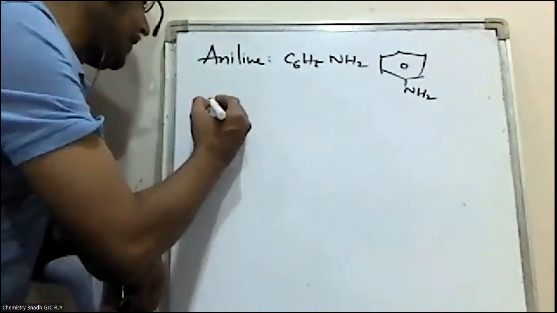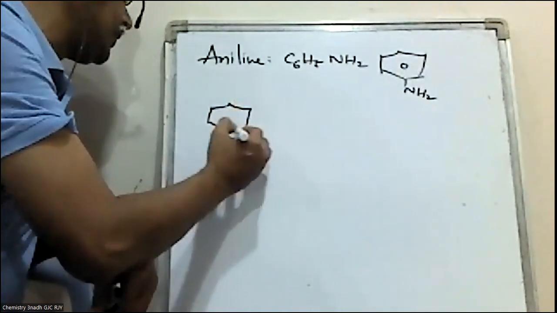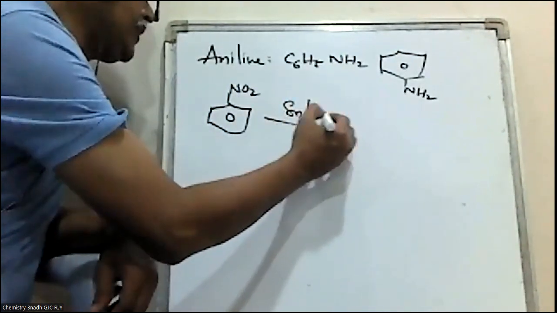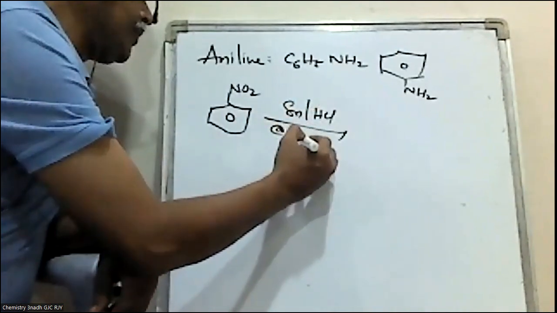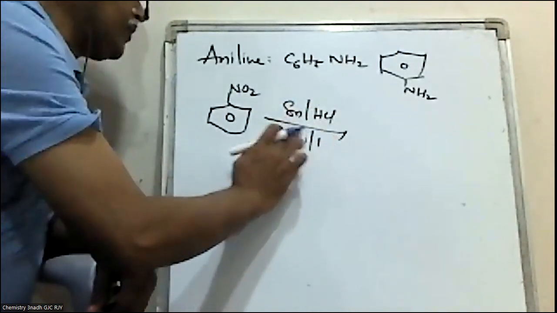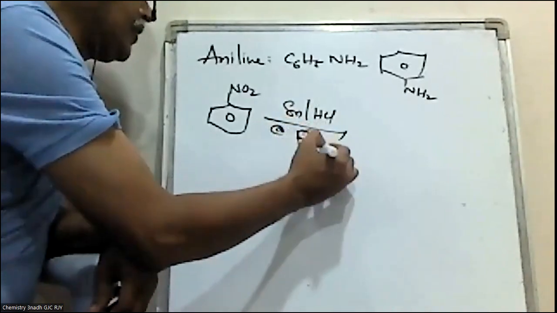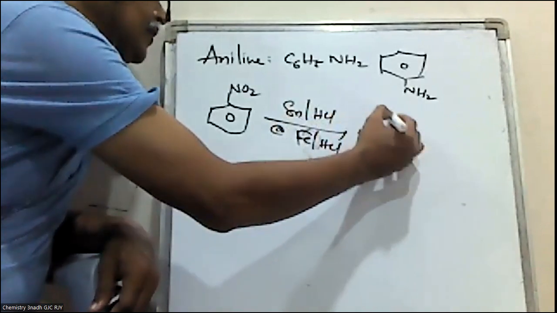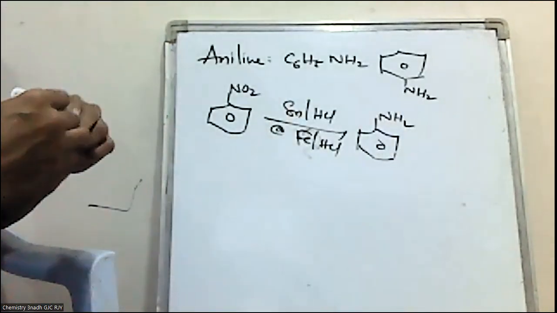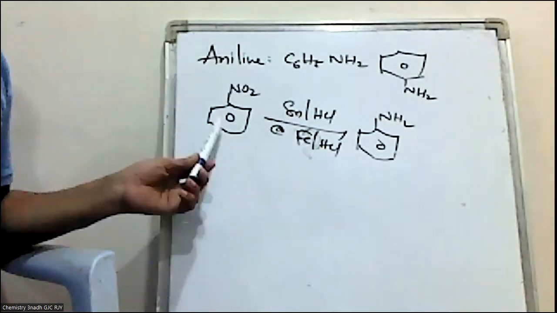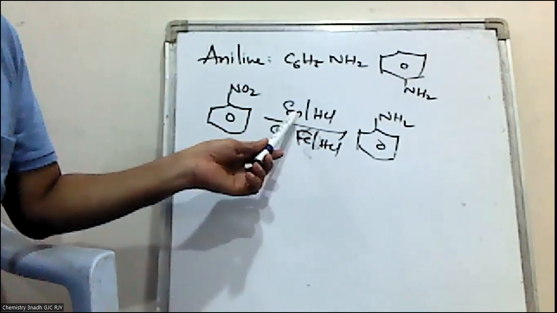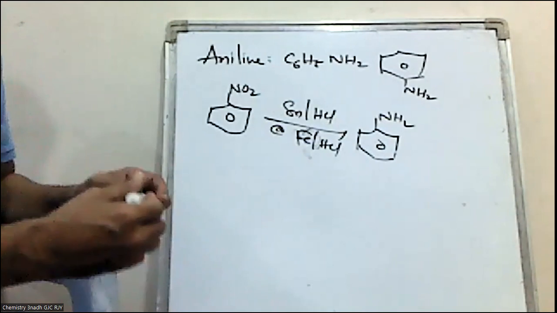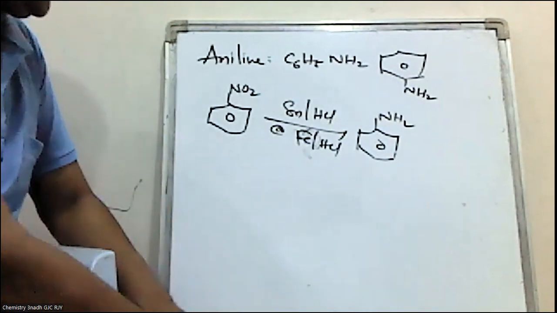We know that aniline is prepared from nitrobenzene. When nitrobenzene is reduced with tin and HCl, or iron and HCl, it gives aniline. Aniline is prepared by the reduction of nitrobenzene using a reducing agent such as tin and HCl or iron and HCl.